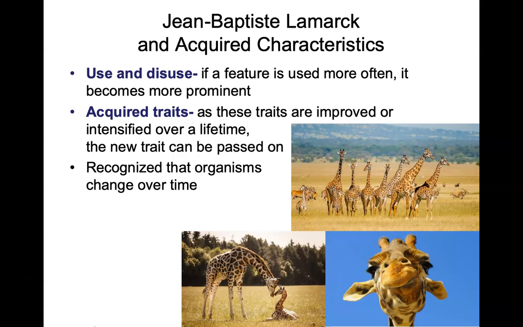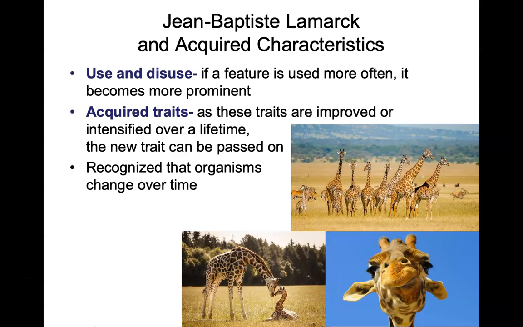Now, the example that's always used is the long necks on a giraffe. I happen to like giraffes, so I put a lot of pictures here. Basically, the idea would be that at some point a giraffe had a slightly longer neck, and he was able to reach higher branches. So over his lifetime, that neck grew. And then at some point, that individual had a baby who had a longer neck. And as that individual grew throughout his lifetime, his neck would grow longer.